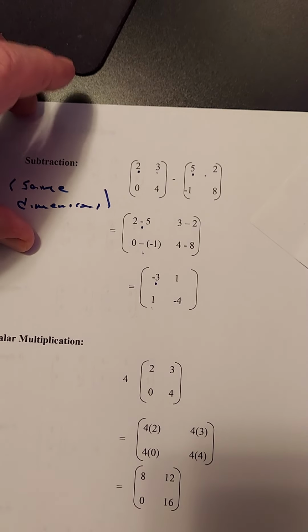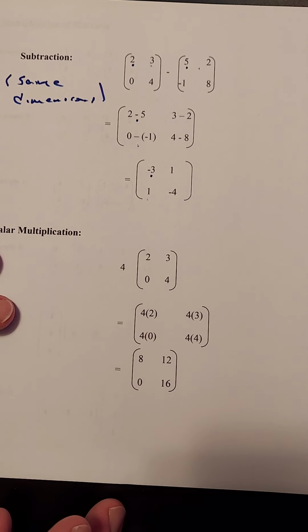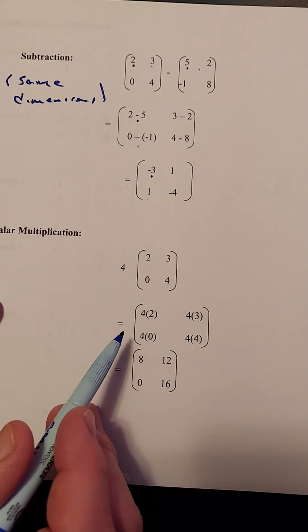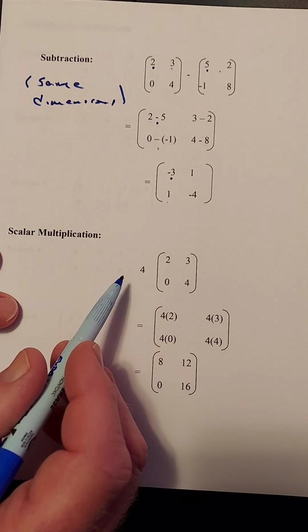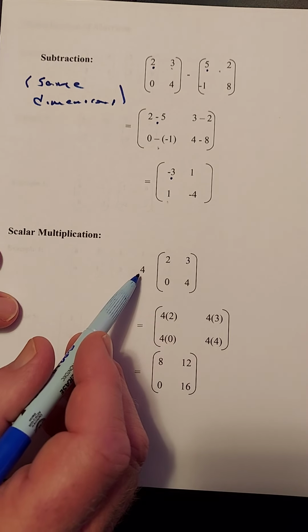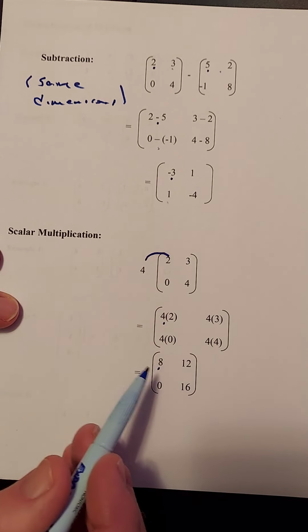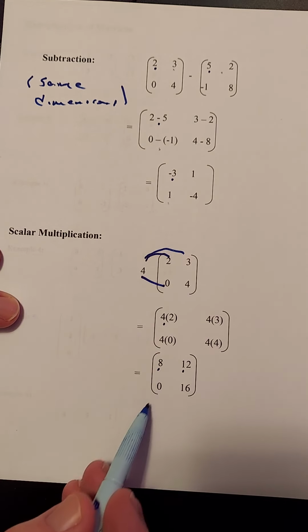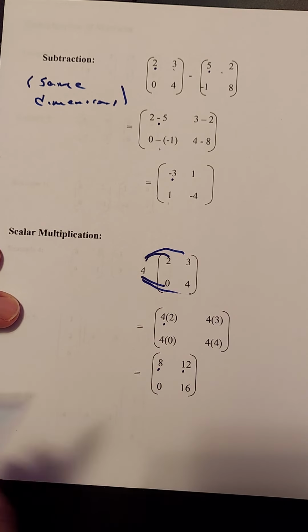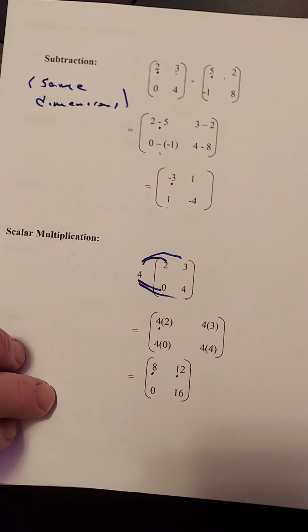Okay, now here's another concept, and this is called scalar multiplication. It's different than multiplication. I'll show you multiplication here in a second. With scalar multiplication, you're going to have a number on the outside. This is like the distributive property. Whatever number's on the outside, you're going to take times each number on the inside. So you take 4 times 2 gives you 8. 4 times 3 gives you 12. 4 times 0 down here is 0, and 4 times 4 gives you 16. That's scalar multiplication. You don't have to worry about dimensions because you only have the one matrix.